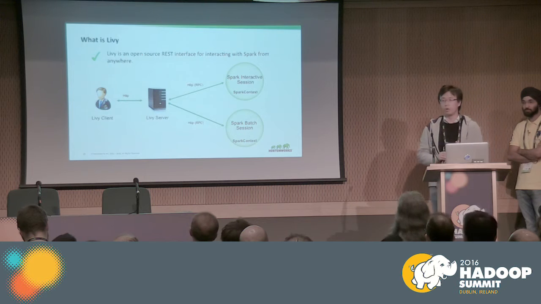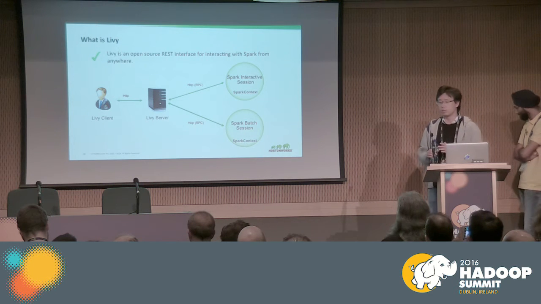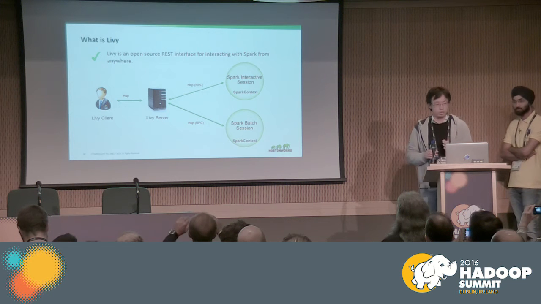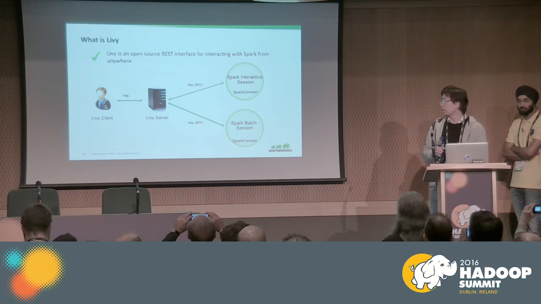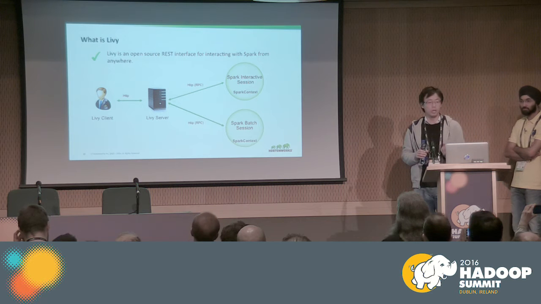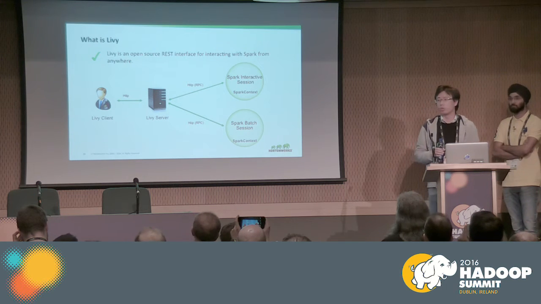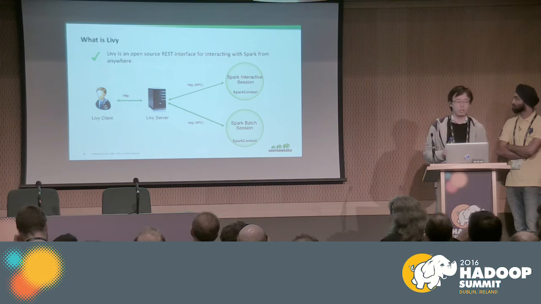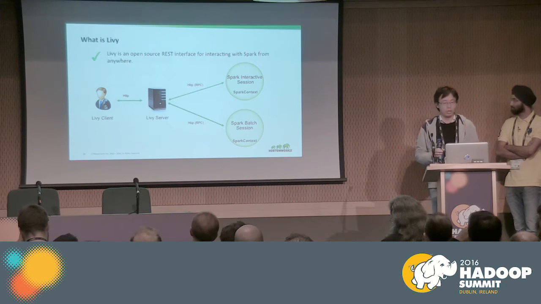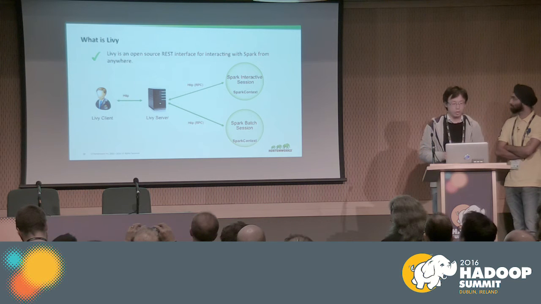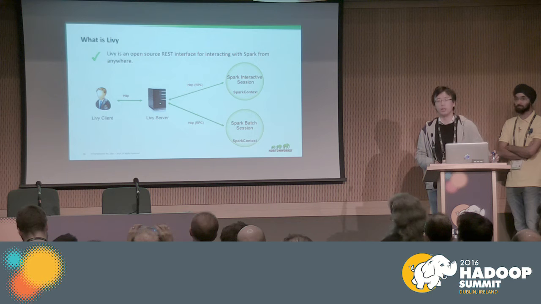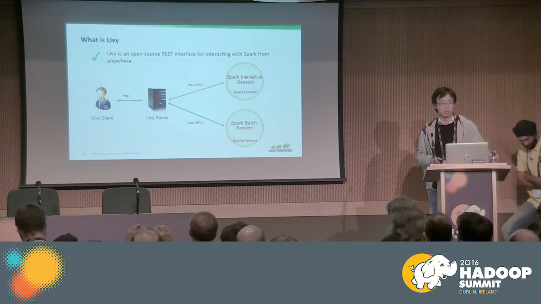So first, what is Livy? Livy is the open source REST interface for interacting with Spark from anywhere. Here I have a diagram of the overall architecture of Livy. From the diagram, we can see that there are overall three layers. On the most left is the Livy client, and in the middle is the Livy server. The Livy client communicates with the Livy server with the REST API. That means they communicate with each other using the HTTP protocol.